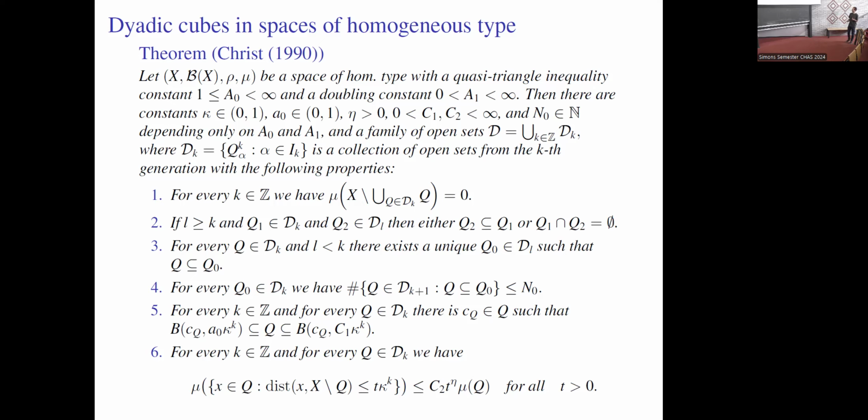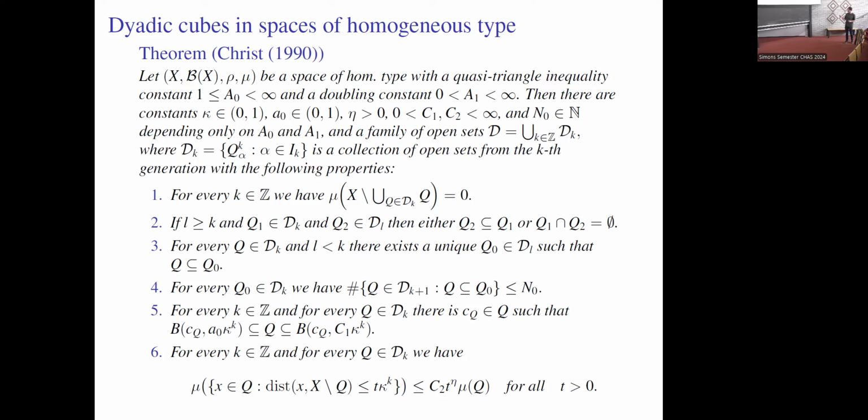Point number 4 tells us that each dyadic cube has a finite and uniformly finite number of children. This N0 is a universal constant, which depends only on the universal constants A0 and A1. Point number 5 is that more or less we may think that those cubes are balls, and the radius is more or less kappa to the power k. In the classical situation, you may think that kappa is 1/2. In general, it's a very small number, and we cannot control it in the sense that we may assume it is as small as we wish, but in particular, we cannot claim that it is 1/2. But it does not make any problems in the analysis.